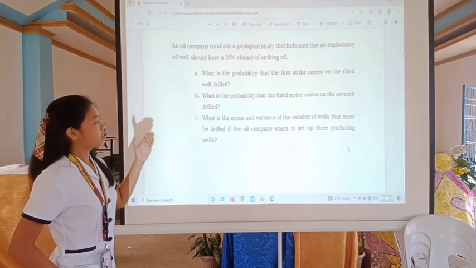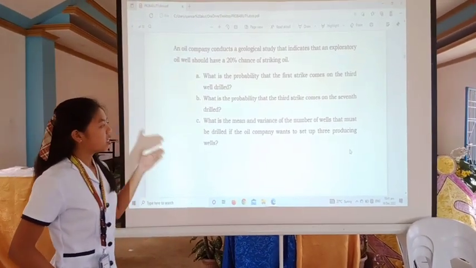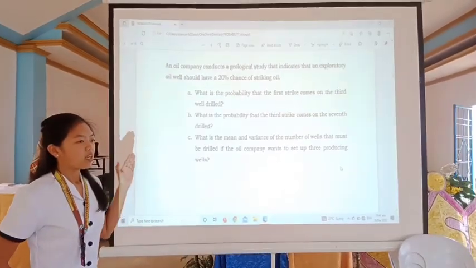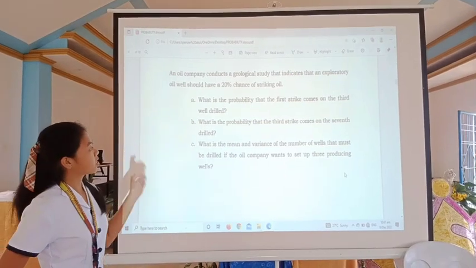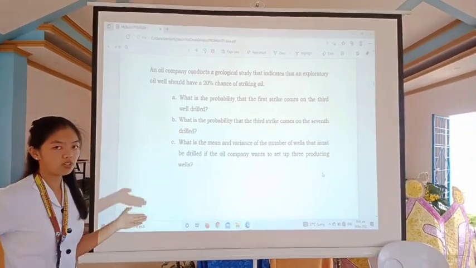B. What is the probability that the third strike comes on the seventh well drilled? C. What is the mean and the variance of the number of wells that must be drilled if the oil company wants to set up 3 producing wells? Let's answer first question A: what is the probability that the first strike comes on the third well drilled?